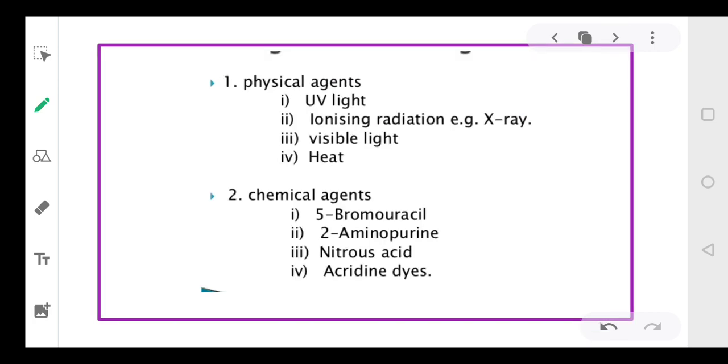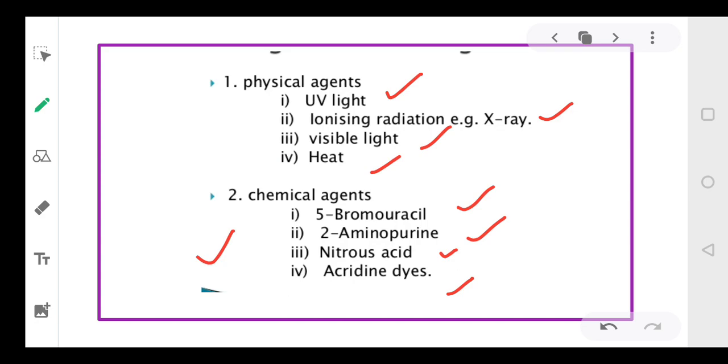Now this mutation can be caused by various factors like physical agents. UV light can cause the mutations, X-rays can cause mutations, visible light can also cause mutation, and heat. Apart from this, there are certain chemicals which can also lead to the mutations like 5-bromouracil, 2-aminopurine, nitrous acid and acridine dyes. So dear students, when you are handling such chemicals, you should be very, very careful so that your skin does not come in contact with them, right? You are not in direct contact with these chemicals because they are mutagens. They can cause the mutations in the DNA, right?